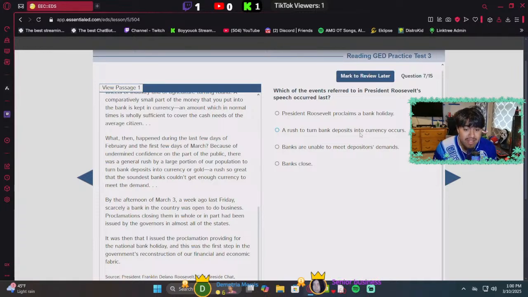Which one of the events referred to in President Roosevelt's speech occurred last? President Roosevelt proclaimed a bank holiday.